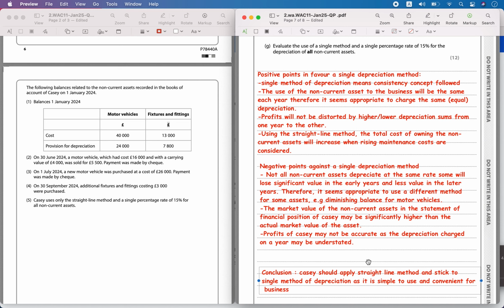So in conclusion, Casey can apply straight line method because, for example, for sole traders, it is a simple method of calculation and it's easier to use and it is convenient for her. So probably she can continue and not change the method of depreciation.